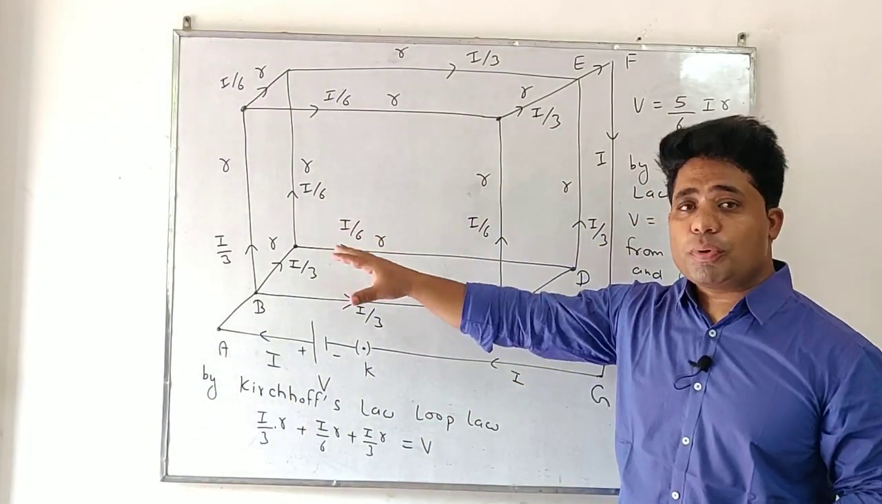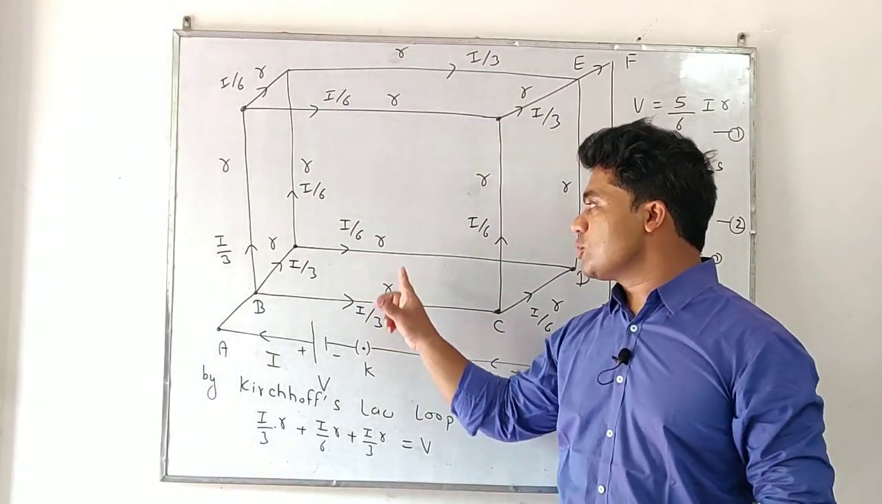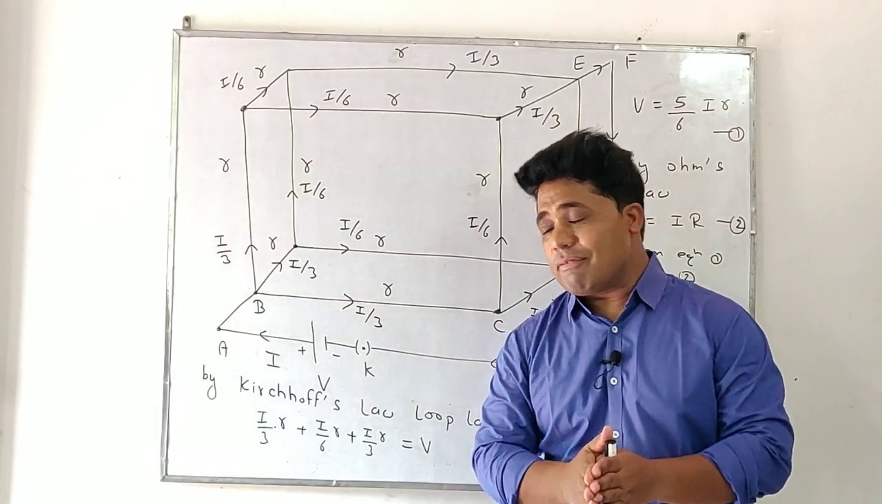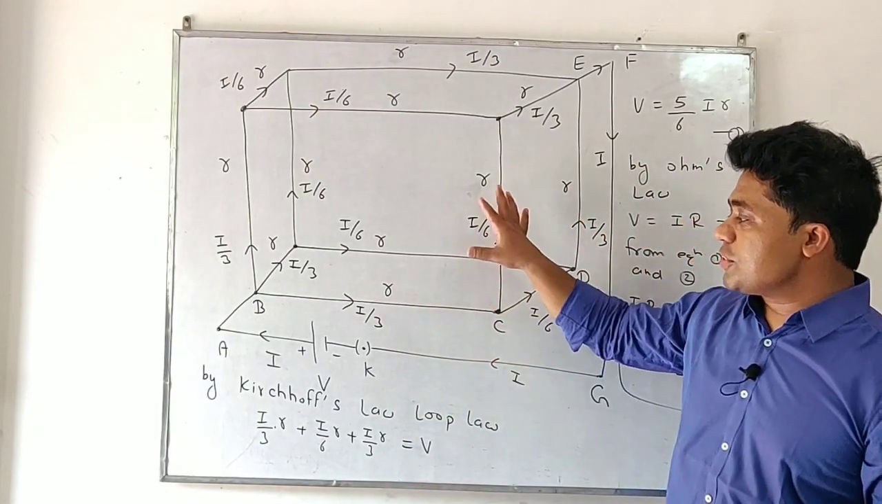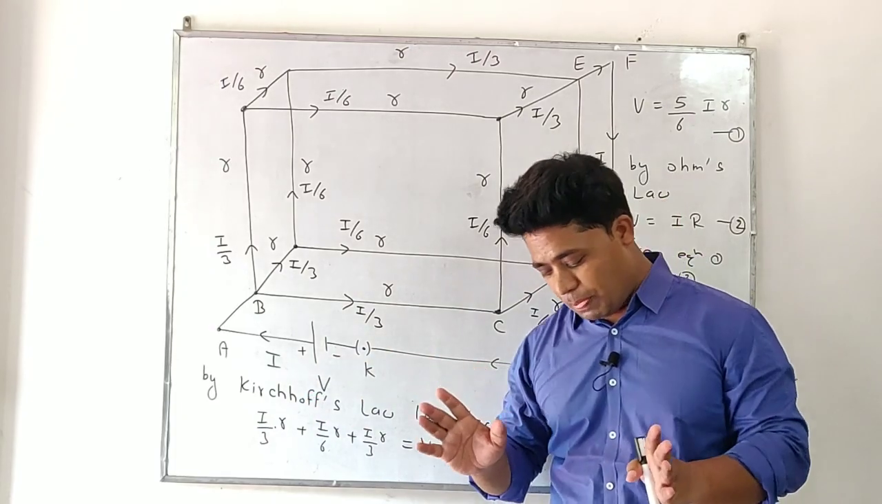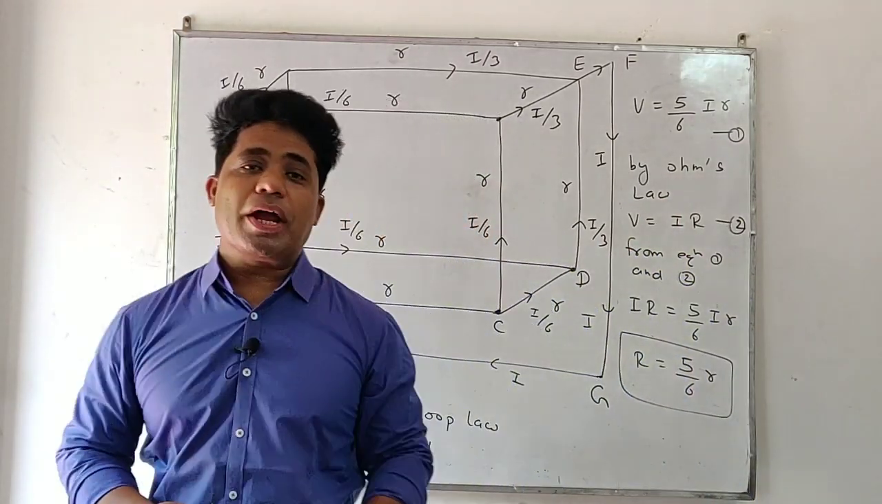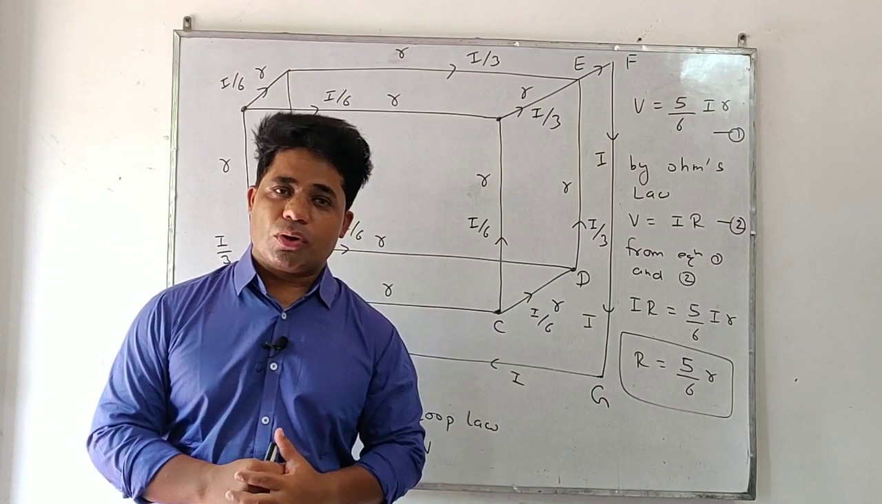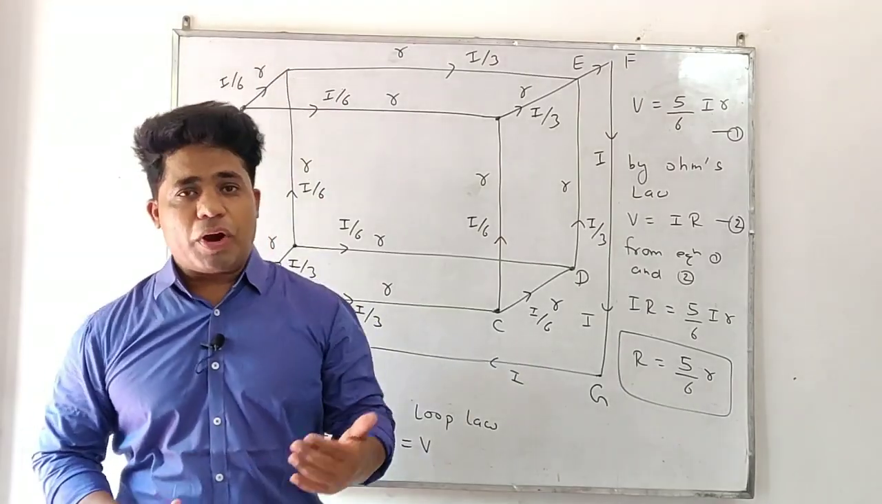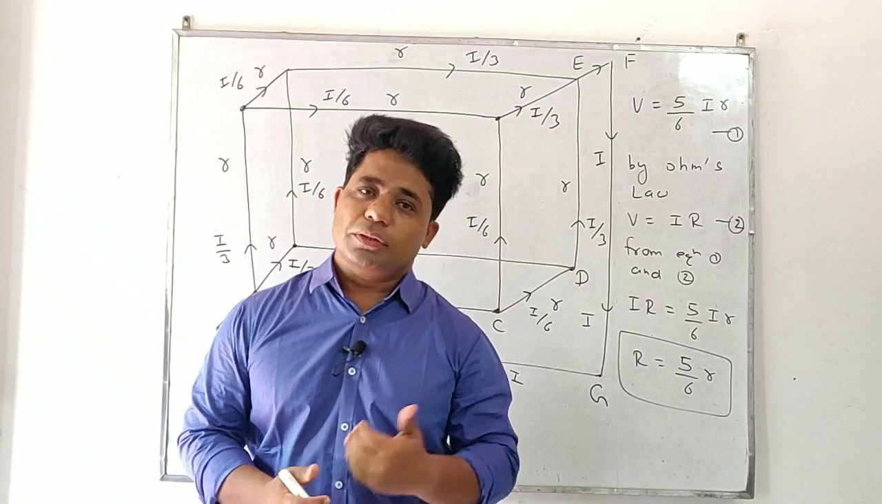We are given a cube with 12 sides, each side having resistance small r, and this circuit is connected with a cell having potential V and with a switch, and he is asking to find the equivalent resistance. How can you find the equivalent resistance of this circuit? Before finding resistance, I'm going to explain the direction of current.